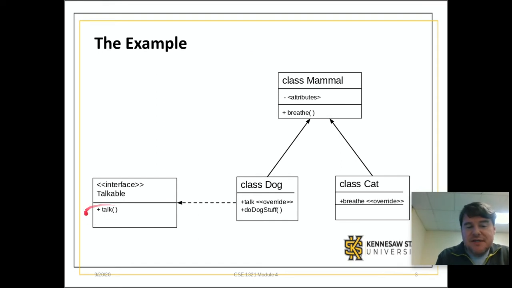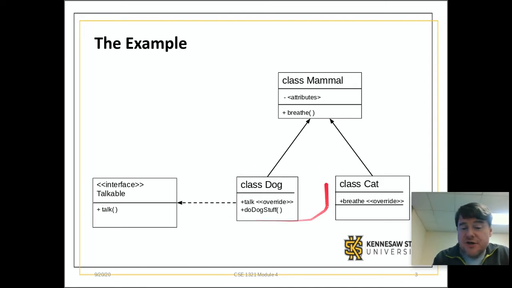All right, so it has a method talk in this interface. So it's an interface. It has a method talk, and talk is inherently going to be abstract because this is an interface. So we don't have to say it's abstract. Once we say it's an interface, we know all the methods are abstract.